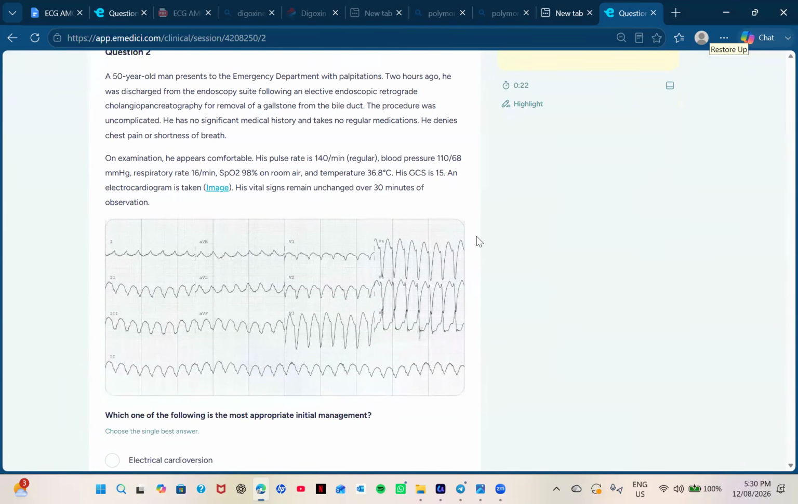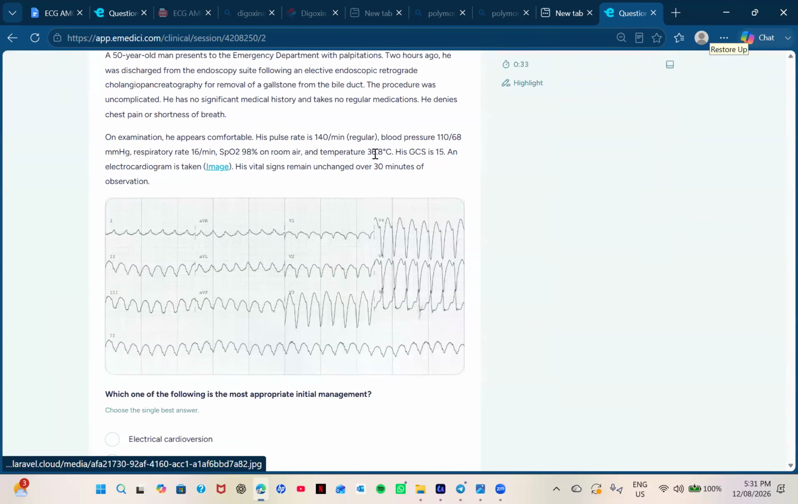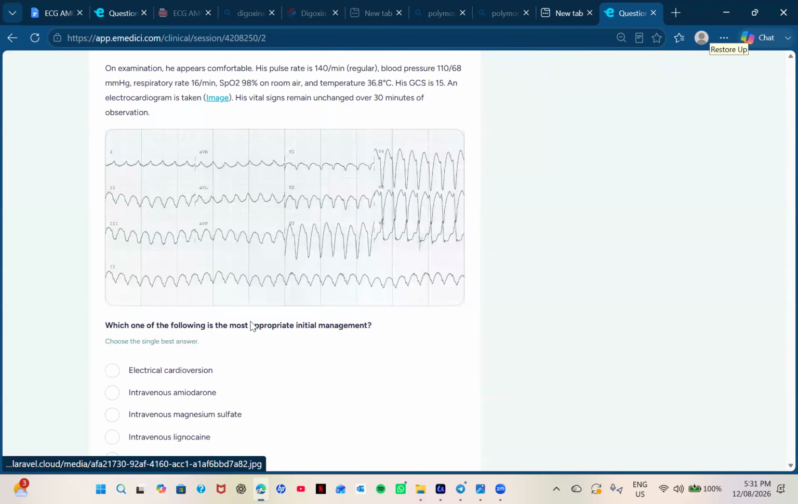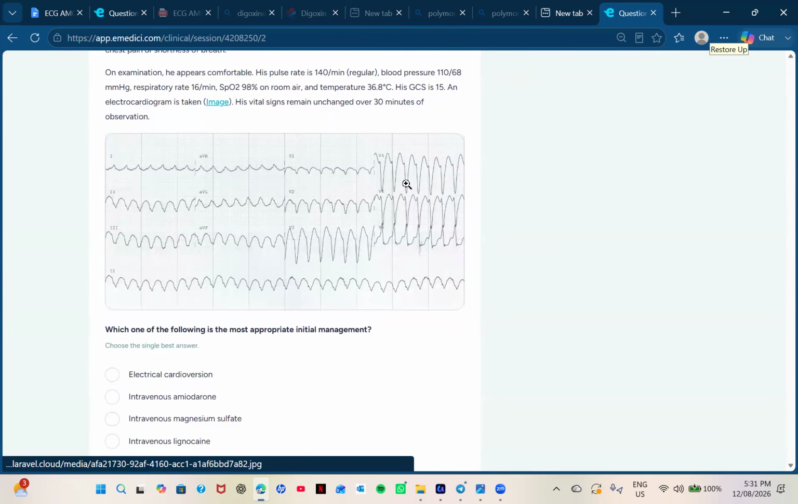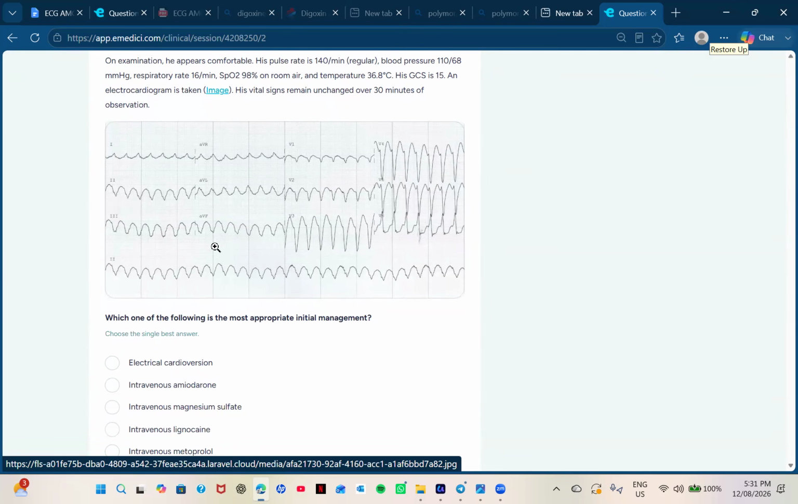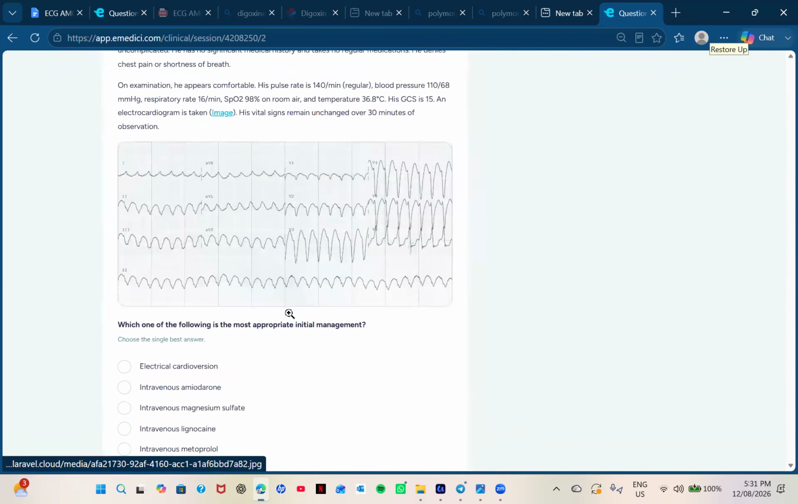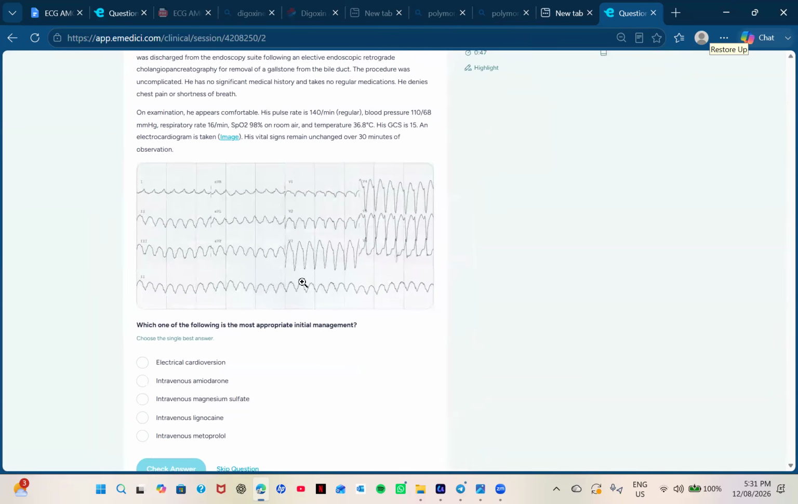On examination, he appears comfortable. His pulse rate is 140, blood pressure 110 by 68. The respiratory rate is 16, SpO2 98, temperature 36.8, GCS 15. Here is the ECG. His vitals remain unchanged over 30 minutes of observation. Which one of the following is the most appropriate initial management? Now tell me, doctors.